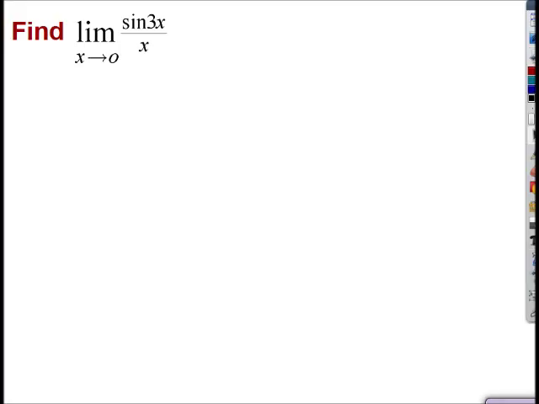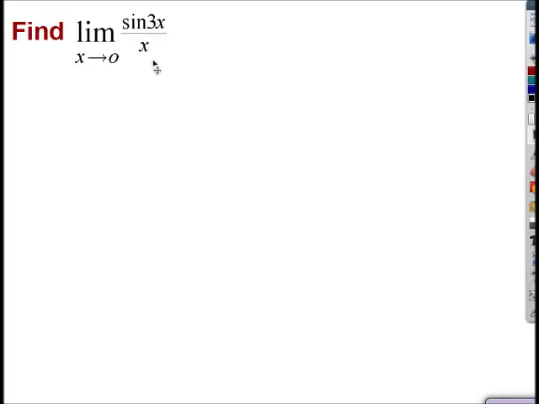Hello, this is Miss Chambers, and I am going to work out a limit problem involving trig, and I'm going to have to use the squeeze theorem in order to evaluate it. So it says find the limit as x approaches 0 of sine of 3x over x.